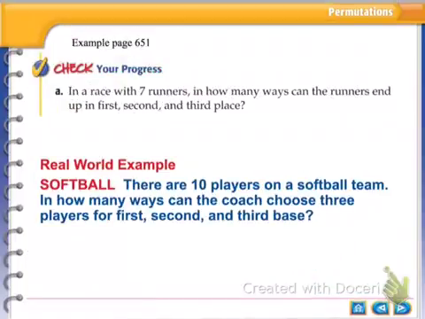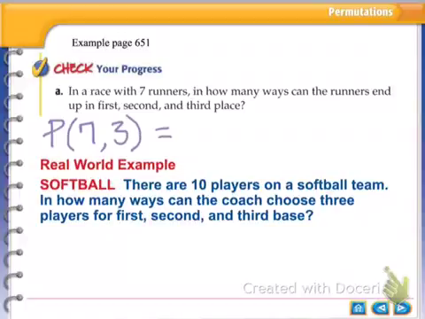In a race with 7 runners, in how many ways can the runners end up in first, second, and third place? So it matters. If you're in first place, you want first place. You don't want third place. So let's see, I've got a permutation. The total number of runners is 7, so that's how many I can choose from. And I want to choose 3, first, second, and third. So choose 3. Alright, so working that out, I'm going to start with 7, and I need 3 numbers to multiply by each other. So 7 times 6 times 5.